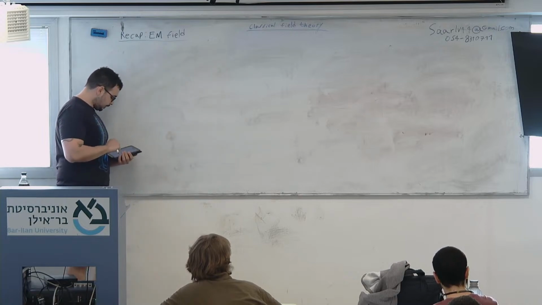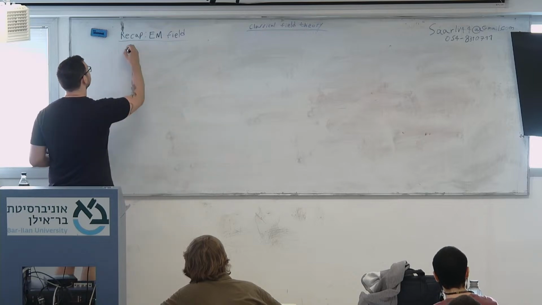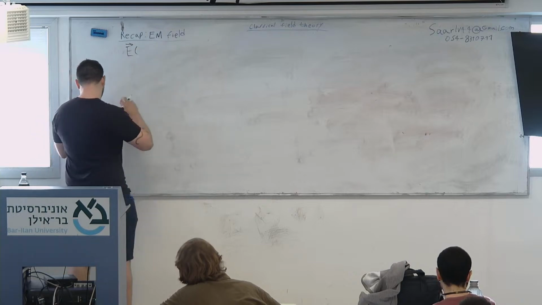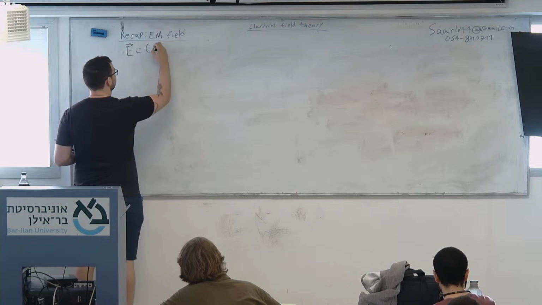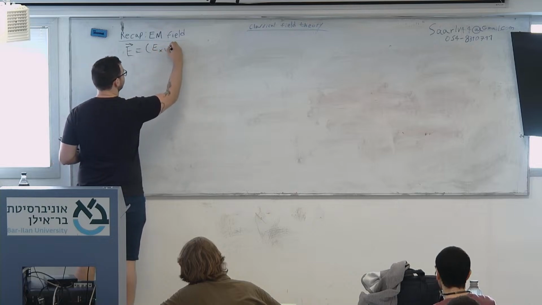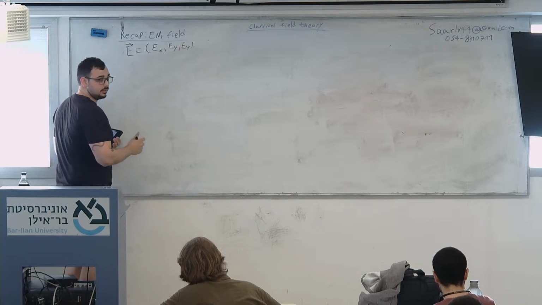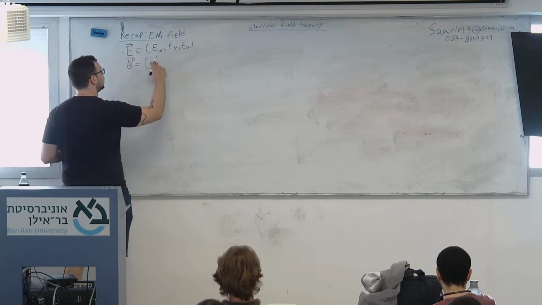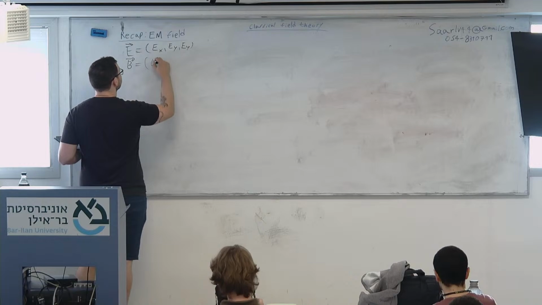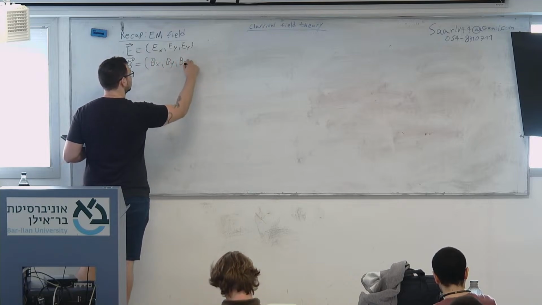So let's start. When we talk about the electromagnetic field, we talk about two specific fields. The electric field, which has 3 degrees of freedom, is a field with Ex, Ey, Ez, and then we can also talk about the magnetic field, which is the second component of the electromagnetic field. Bx, By, Bz. Right?